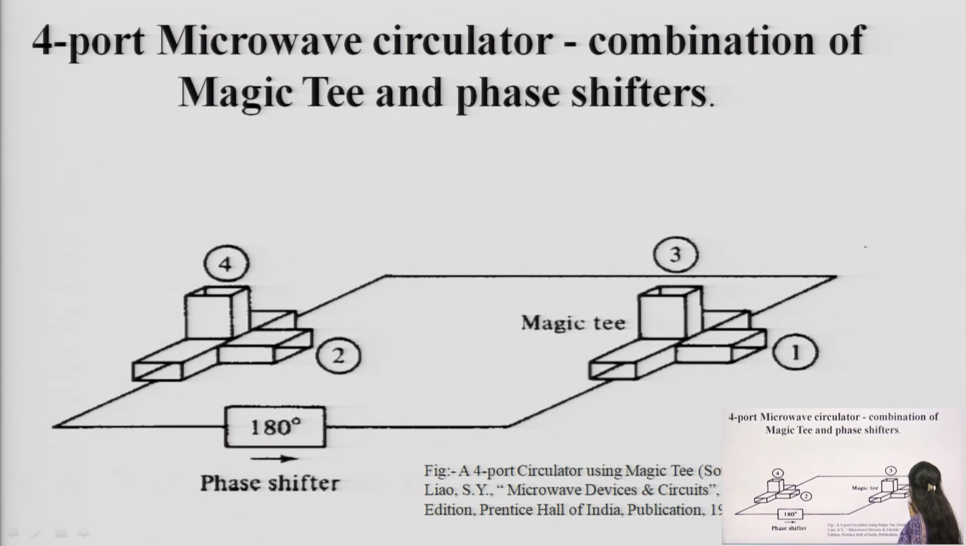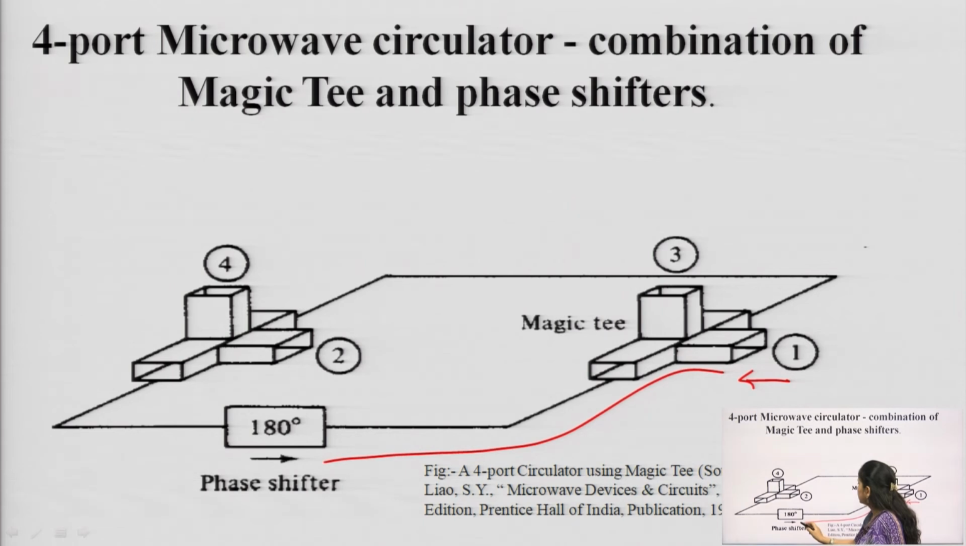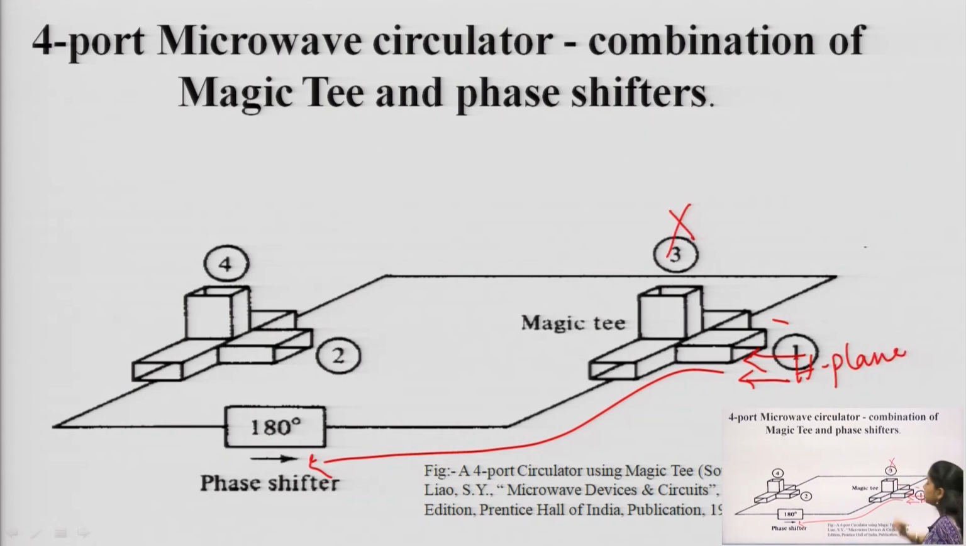Let us see, port 1 you have provided the signal and it has gone to port 3. We already know that when the signal is provided into the H plane, it will never go into the third port, which is our E plane. It will never go into the E plane.